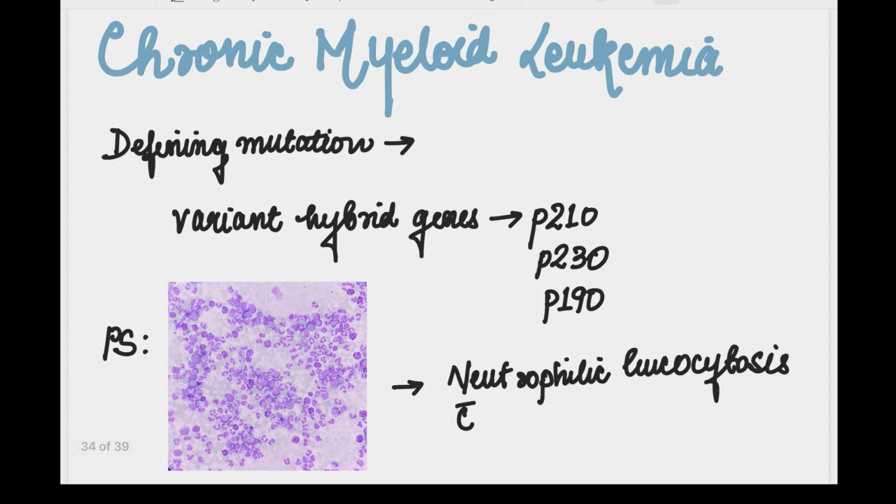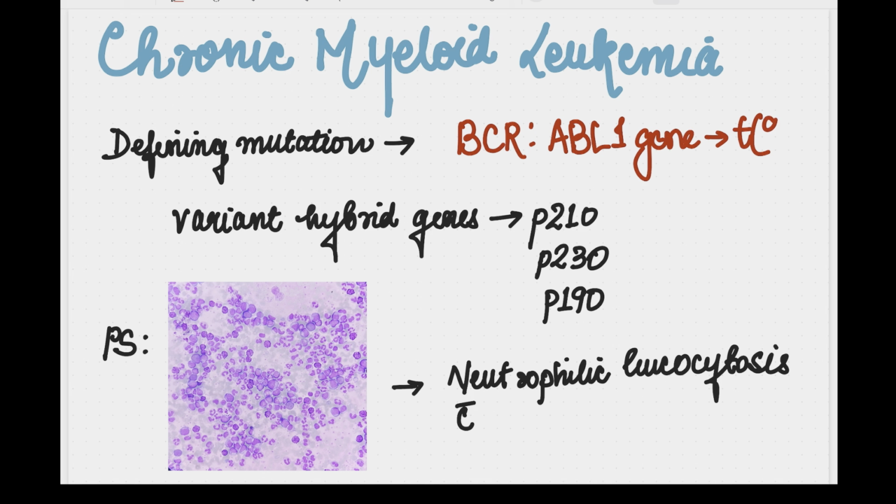So what is the diagnosis? It's a diagnostic smear of chronic myeloid leukemia. So what is the defining mutation in CML? You all know it's the BCR-ABL1 gene, also translocation 9;22, infamously known as the Philadelphia chromosome.